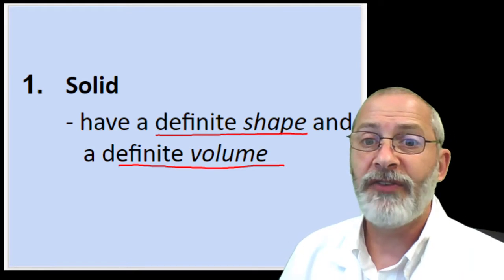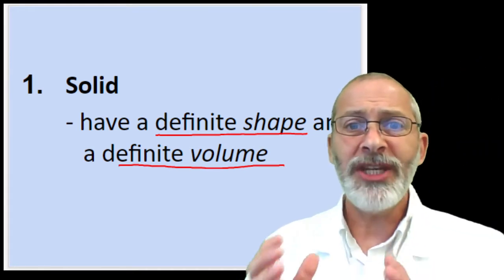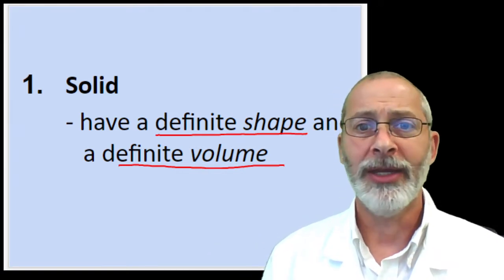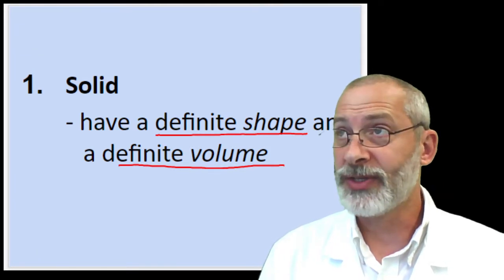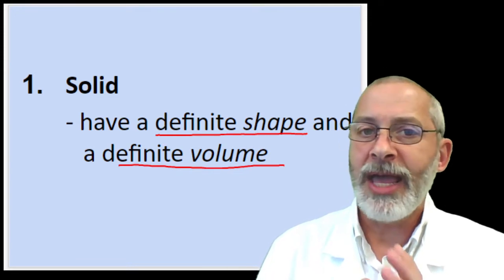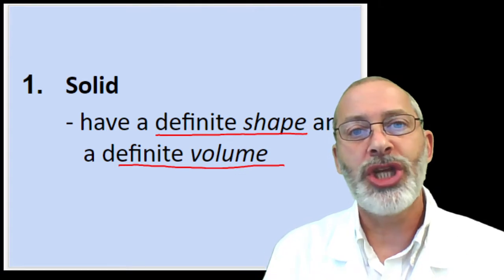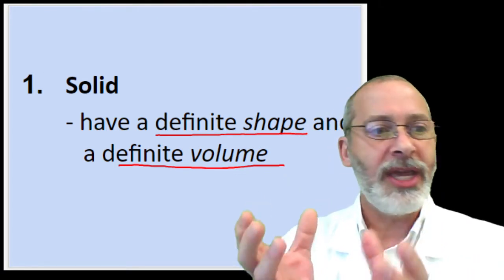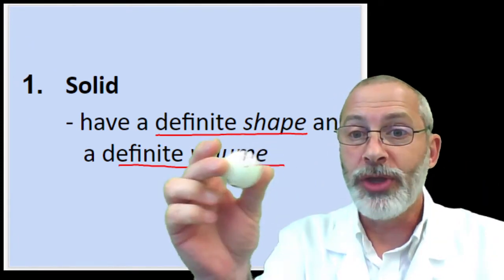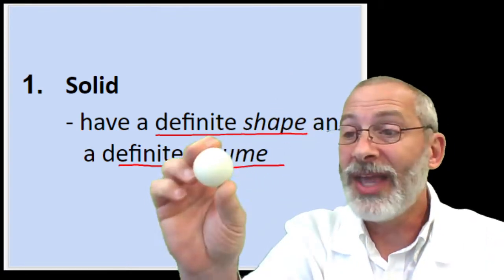Solids have a definite shape. What does that mean? Well, a definite shape doesn't mean it has to be a geometric solid, such as a cube or pyramid or what have you. It doesn't have to be that, although it is helpful if you want to measure it. But a definite shape means that if you take an object in your hand, like this sphere, whether you hold it here or here or here or here, it's a sphere.